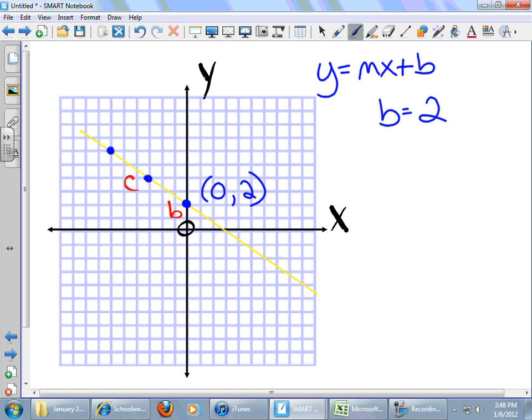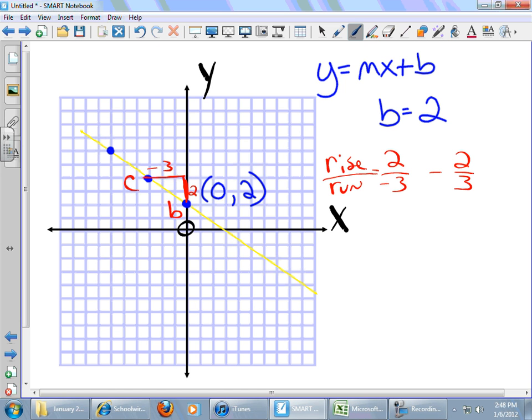And I'm going to go from B to C. I'll rise up 2, and I'll run 3. Actually, I'm not running 3. I'm running negative 3 because I'm going in the negative direction. So that means my rise number is 2. My run number is negative 3. So my slope is negative 2/3.